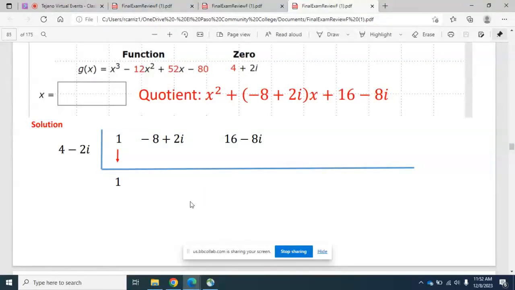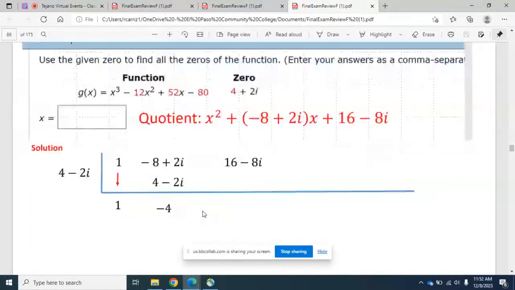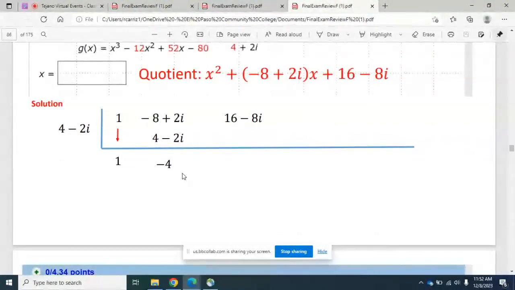So here, I'm going to bring down my 1, multiply. We get 4 minus 2i. The way we add complex numbers is always real with real, imaginary with imaginary. So negative 4 plus 4 is 0. Sorry, negative 8... the negative 4 plus 2i plus the 4 minus 2i: the 2i minus 2i is 0. We just have the negative 4. We just have a real part.